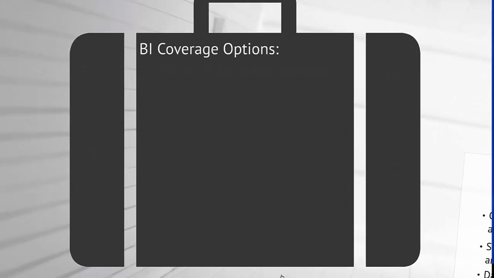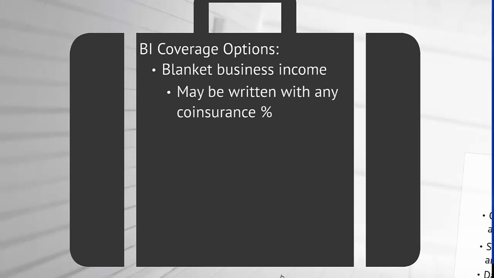Let's talk about BI coverage options. Blanket business income is one option. This may be written with any coinsurance percentage. There are several different payroll coverage options. For example, ordinary payroll can be covered in full, but only to the extent that such expenses are necessary to resume operations. Even though ordinary payroll is covered in full, the insurer might contend when settling a claim that continuing ordinary payroll was not a necessary expense and thus not included as part of the covered loss.